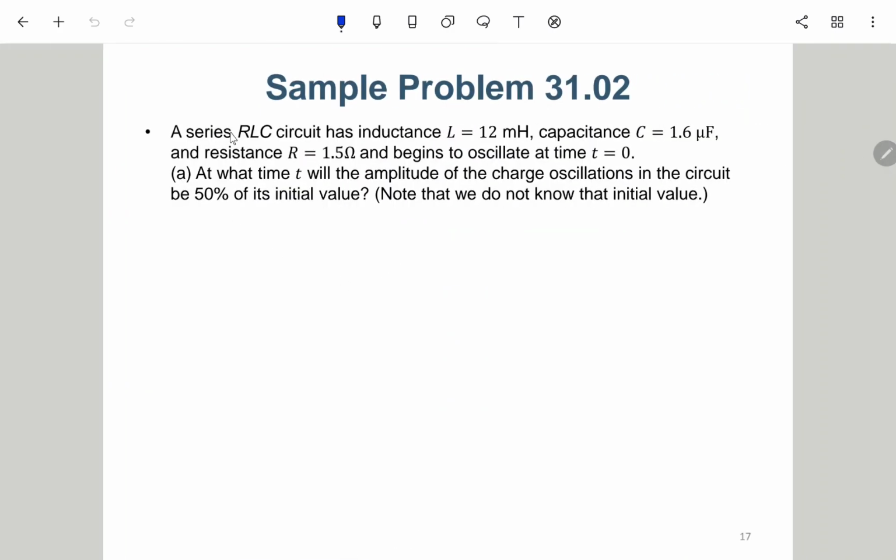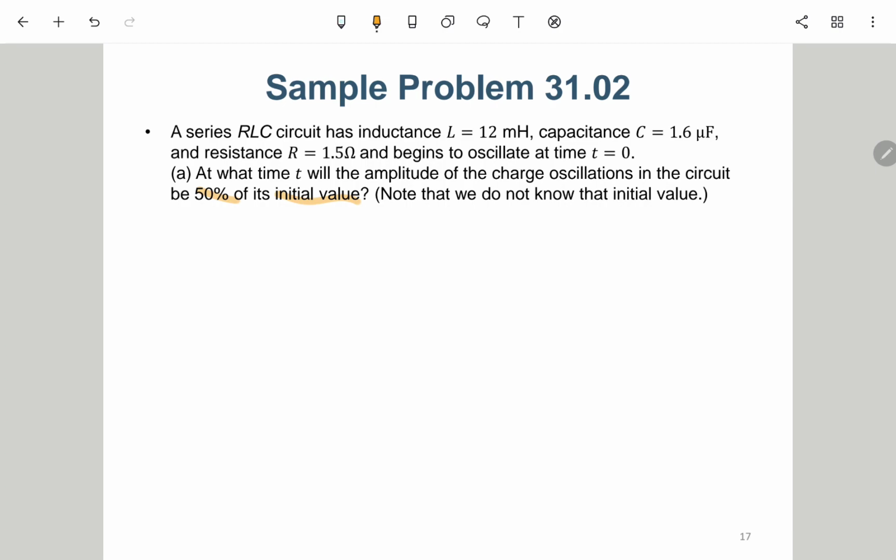Okay, so here we have a sample problem. A series RLC circuit has inductance L, capacitance C, and resistance R, and begins to oscillate at time t equals 0. At what time t will the amplitude of the charge oscillation in the circuit be 50% of its initial value? Note that we do not know the initial value, and we don't need to know it.